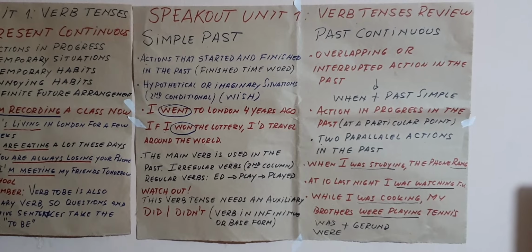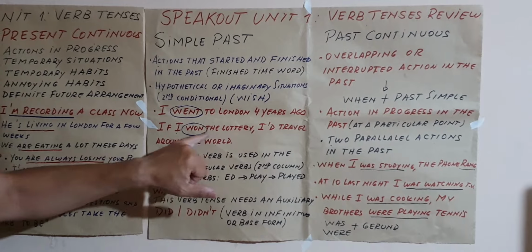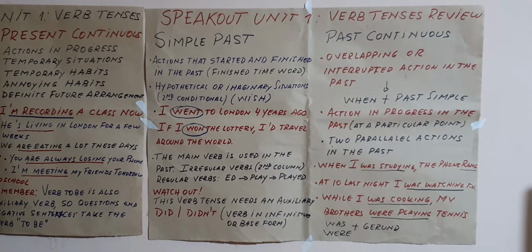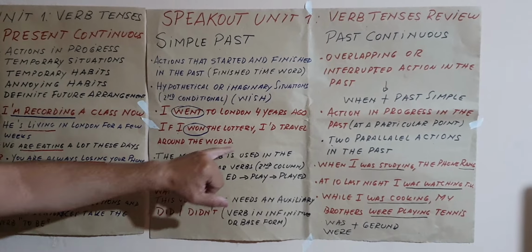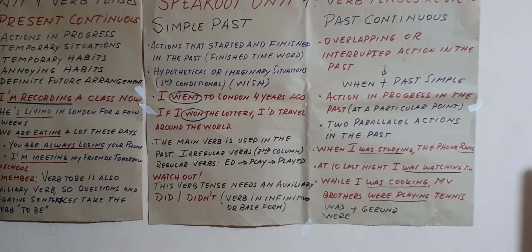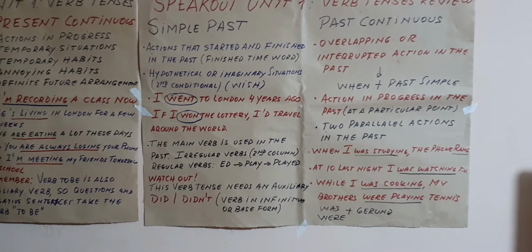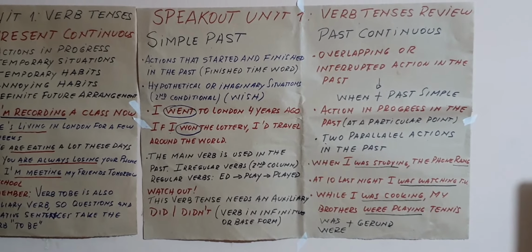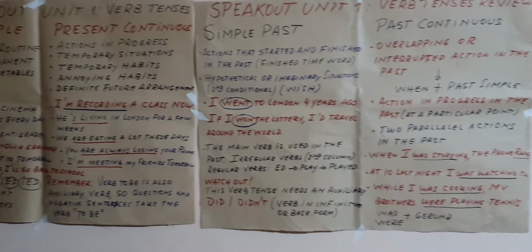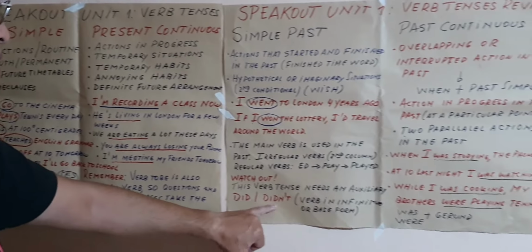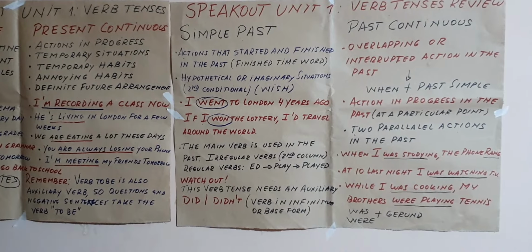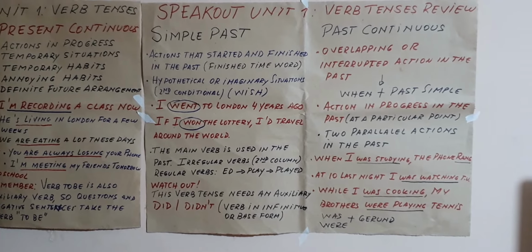Or an example of the second conditional, if I won the lottery, this is in the subjunctive, if I won the lottery, I would travel around the world. The main verb, remember, in the simple past: for irregular verbs it is the second column, and for regular verbs you have to add ed, for example, play or played. Watch out, this verb tense needs an auxiliary, as the present simple. The auxiliary is did and didn't. And when we use did or didn't, one more time, the verb is used in infinitive, that is to say, the base form.